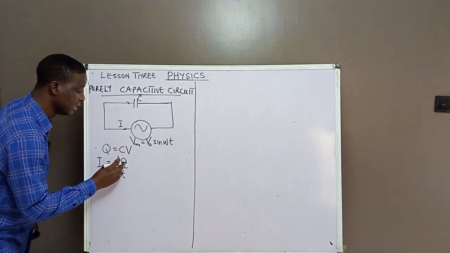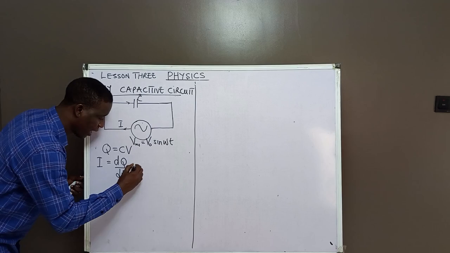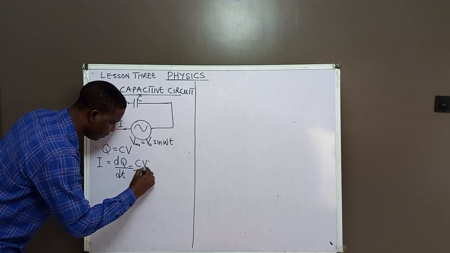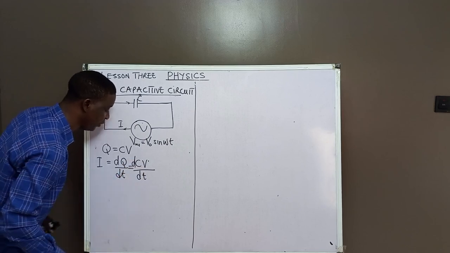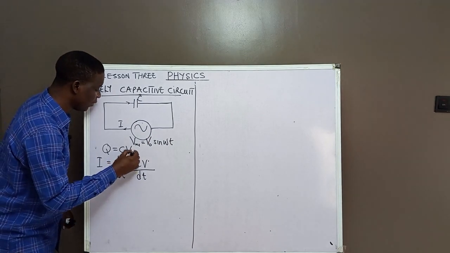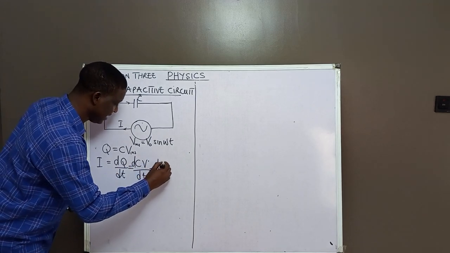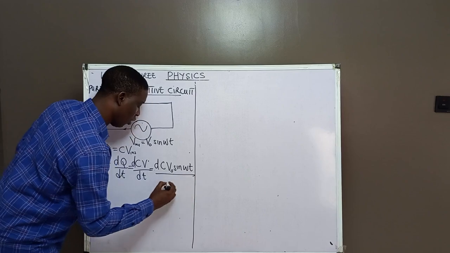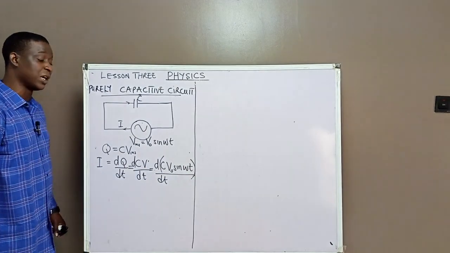Now let us place this charge here. So I'm going to have it as CV over t. Now in place of V, this V is changing with respect to time, so let us also substitute for that. If you substitute it, we are going to have C V naught sine wt all over t. Now what we are doing now, I want to take the derivative of this with respect to time.